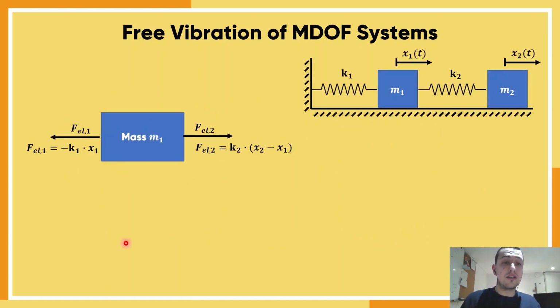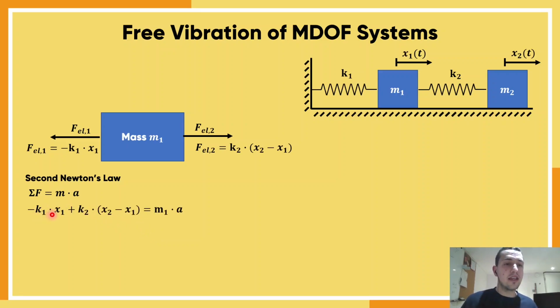If we look at this mass on its own and we use, as usual, Newton's second law that says the sum of forces has to be equal to ma, we're going to write that minus k1 x1 plus k2 (x2 minus x1). So these two forces have to be equal to m1 times acceleration. And then if we take these two forces, send them to the same side, we can rewrite this equation in an equal to 0 type of shape.